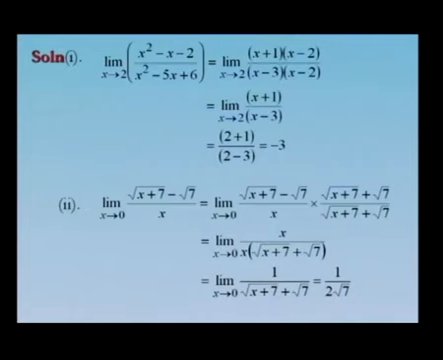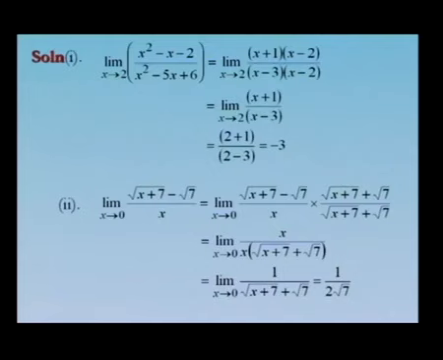So x minus 2 cancels from numerator and denominator, and it remains limit x tends to 2, (x plus 1) upon (x minus 3). Now it is in the simplest and lowest form. Now we can substitute x equals 2 to evaluate the limit. So this becomes (2 plus 1) upon (2 minus 3), that is minus 3. So its limit is minus 3. Now consider the second example.